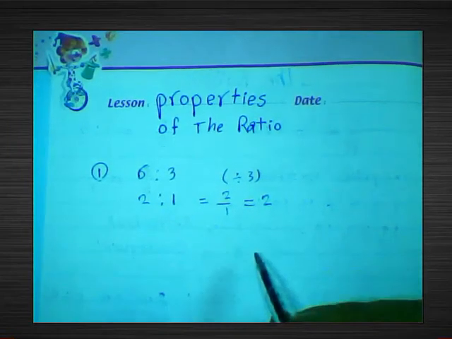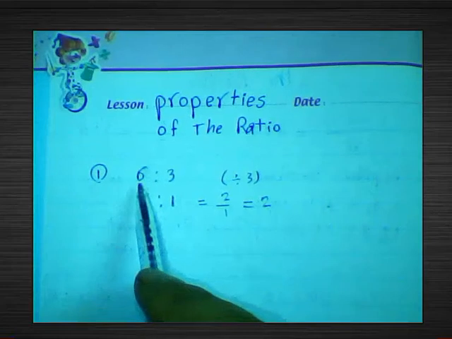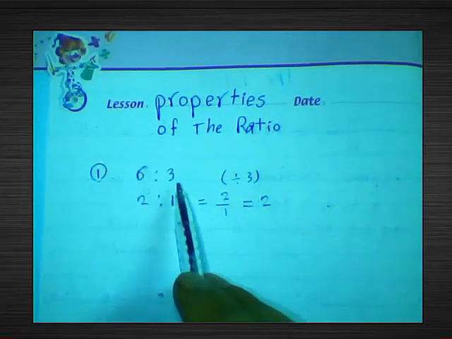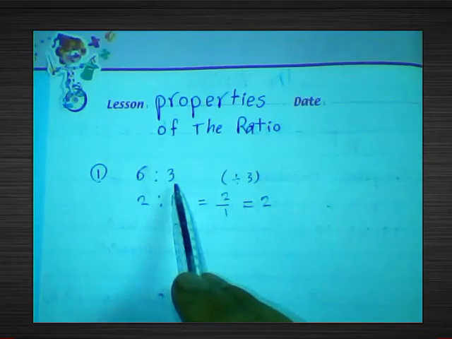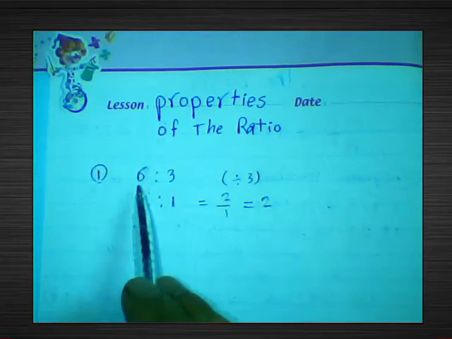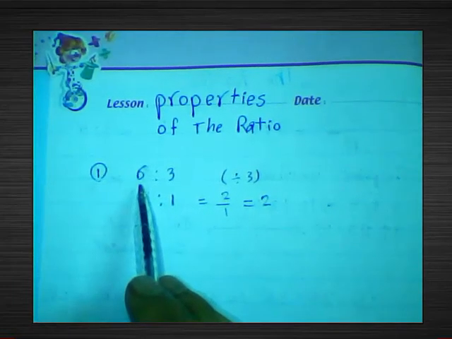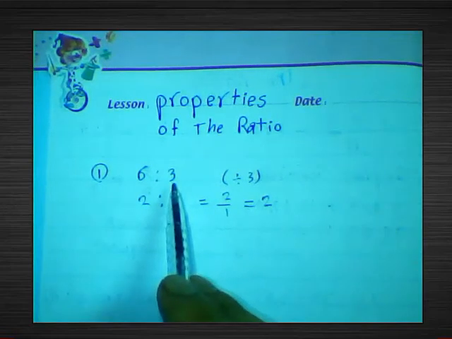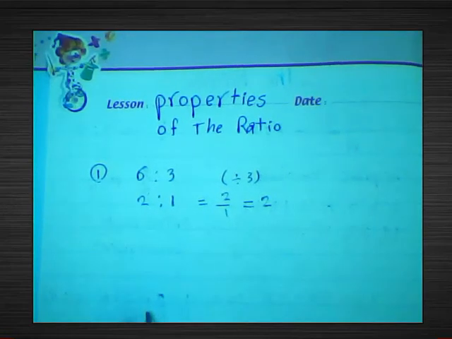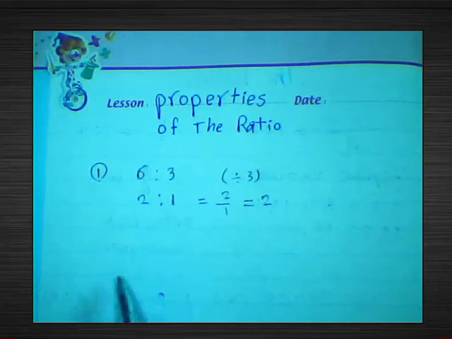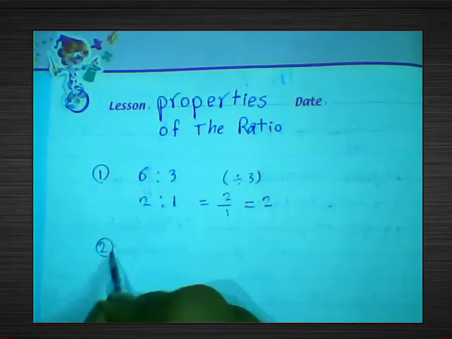We know before that 6 is the first term and 3 is the second term, and we can say 6 is the antecedent and 3 is the consequent. Do you remember it? Okay, another example.